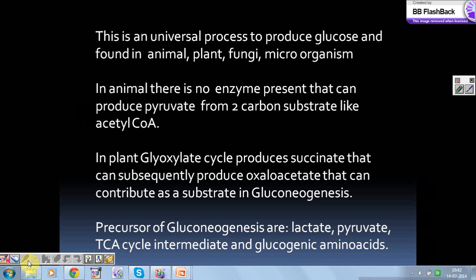Whereas in plants there is one cycle present, called the glyoxylate cycle, which produces succinate by joining two acetyl CoA molecules together, and it subsequently produces oxaloacetate that can contribute as a substrate in the gluconeogenesis pathway. So all the precursors of the gluconeogenesis pathway are lactate, pyruvate, TCA cycle intermediates and glucogenic amino acids. So now let's go to the pathway.